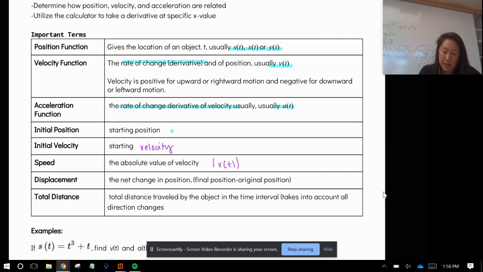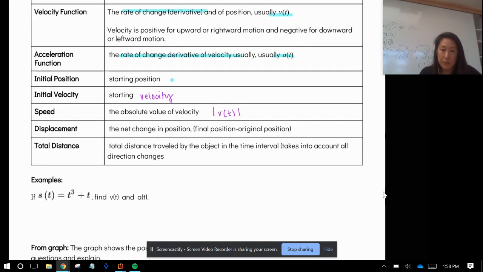So it doesn't take into account a direction. Displacement is your final position minus your original position. So it's just how far your change is. And then a total distance would be like if you went back and forth. So how far I traveled up, how far I would travel down, and then how far I would travel back up.